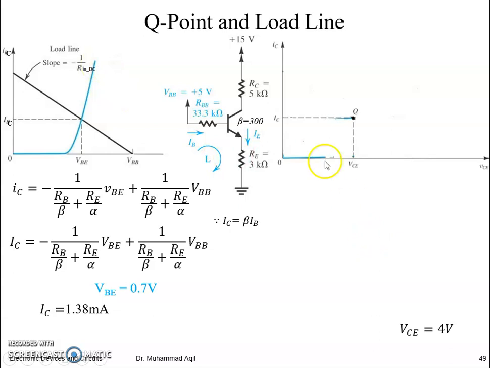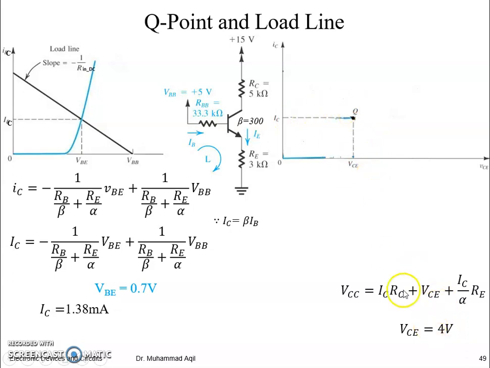Similar is the case for the output side. The critical parameters at the output side are IC and VCE. So we have found VCE is equal to 4 volt and IC is the same. So if we plot this on the VCE and IC axis, which was the axis for the output characteristics curve, we will get this point.